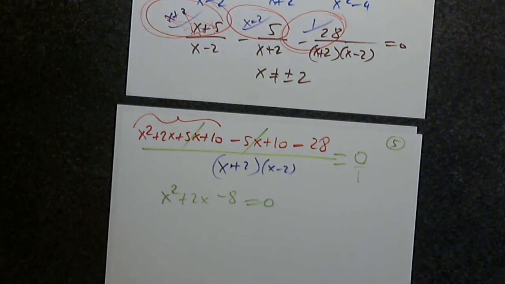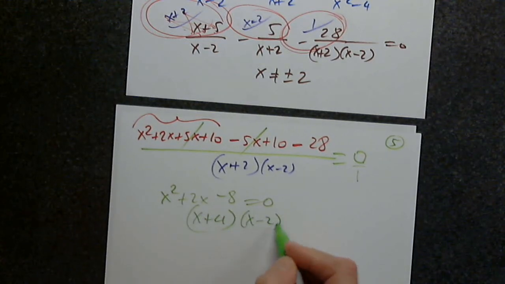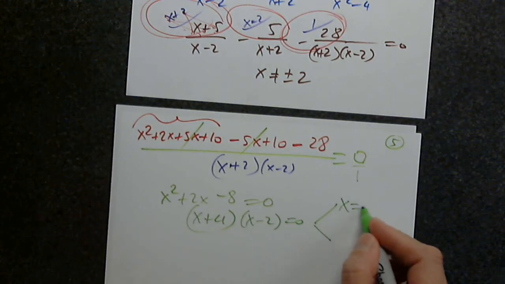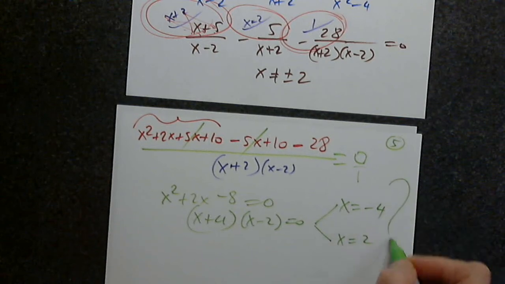Or you say, no, I want to write over 1. I want to write the fraction again, the proportion, and then cross multiply. It's fine. Same thing. And now I see x plus 4 and x minus 2. And immediately I get x equals negative 4 and x equals 2.